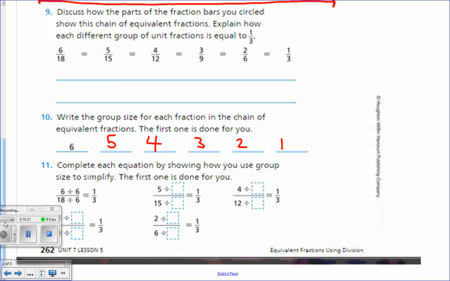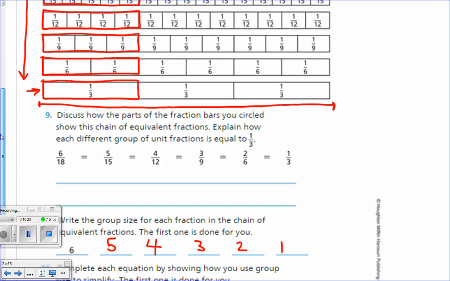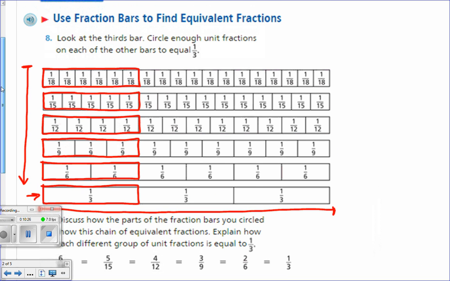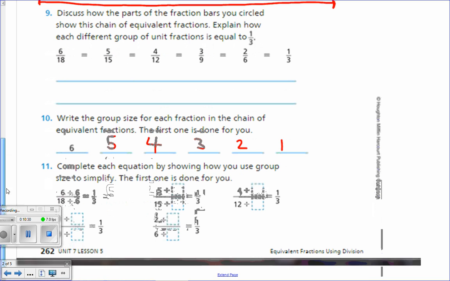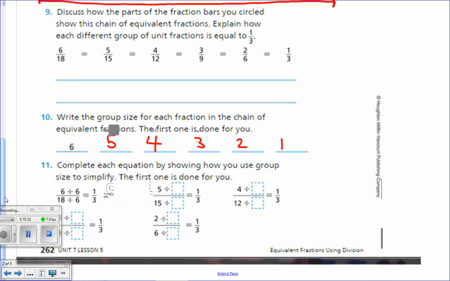So we did 6 parts. We have 6 parts up here. 1, 2, 3, 4, 5, 6. If we were to divide 18 by 6, whatever we do to the bottom, we do to the top, we're going to get 1/3. The simplest form. 5 divided by 5, 15 divided by 5 is going to give us 1/3. We want the simplest form.